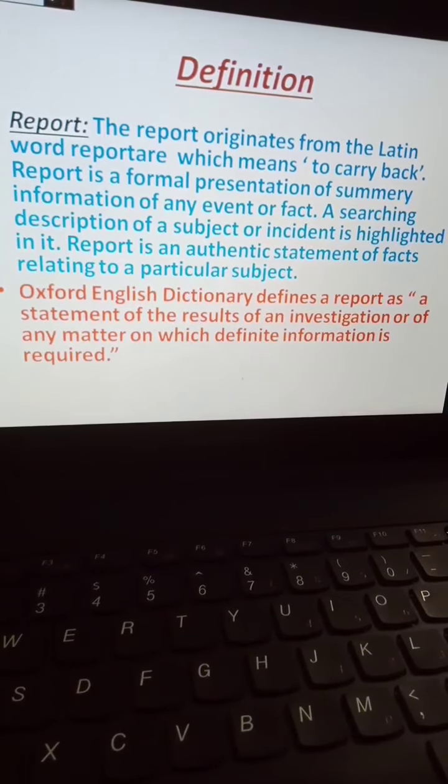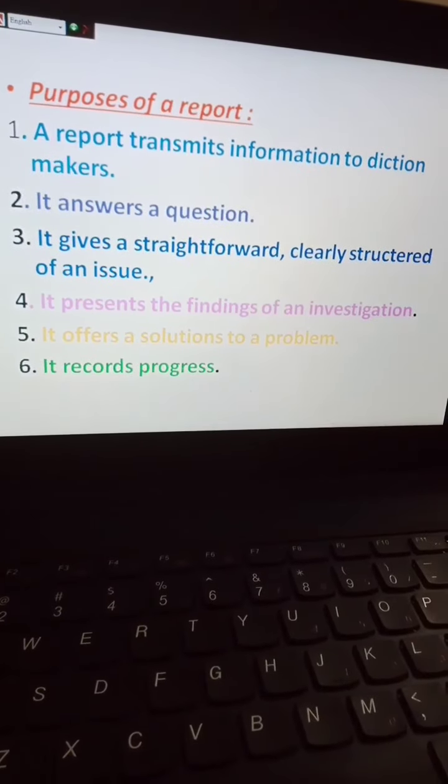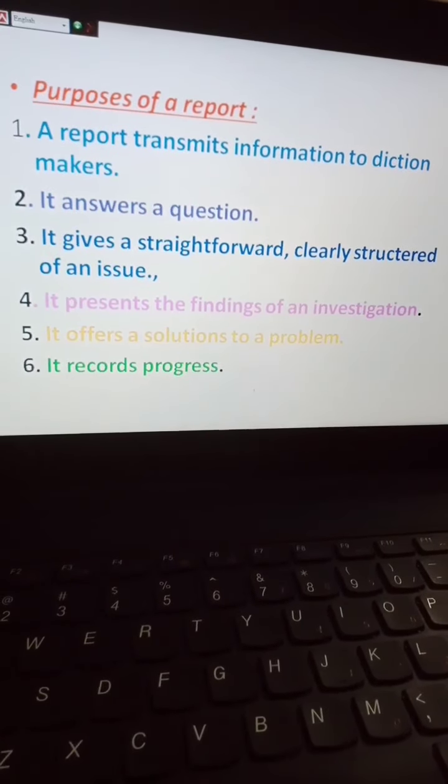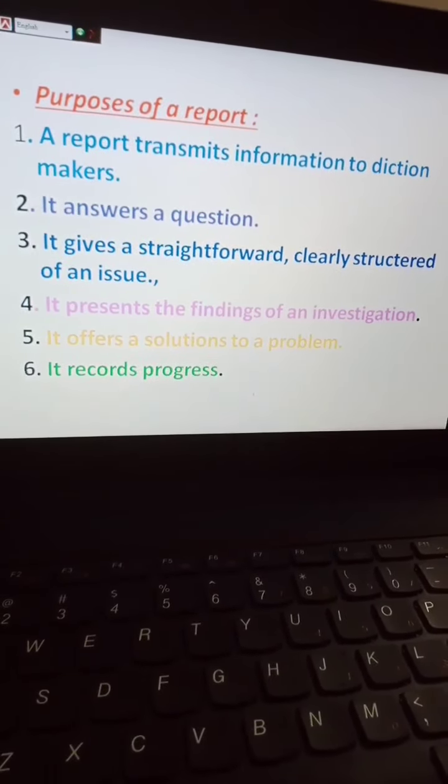Okay, in the next slide I will show you the purposes of a report. A report transmits information to decision makers. It answers a question. It gives a straightforward, clearly structured account of an issue. It presents the findings of an investigation. It offers a solution to a problem, and it records progress.